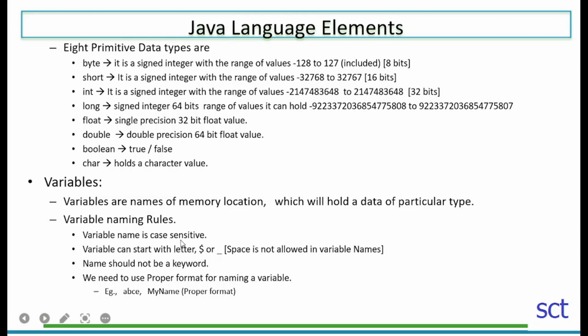Variable names are case sensitive in Java. For example, capital ABCD is a variable name, and lowercase abcd is also a variable name, and both are different in Java, because Java is case sensitive. Variable names can be declared by changing the cases. A variable can start with a letter, a dollar sign, or an underscore.